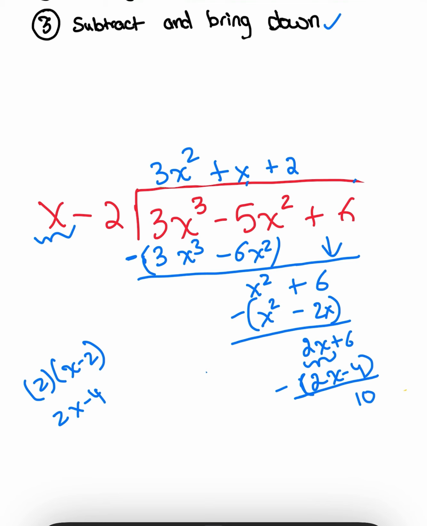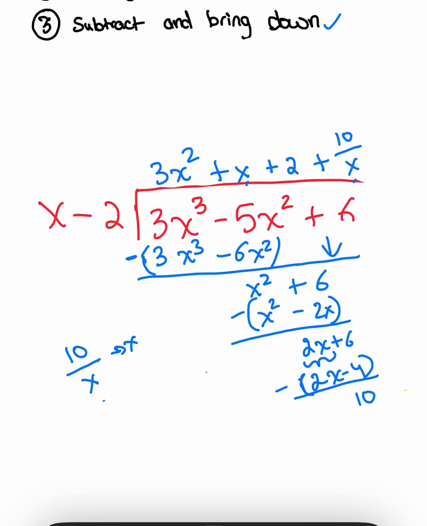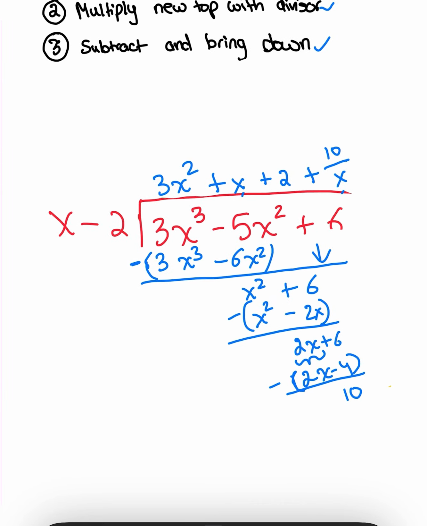So now I have reached a constant, right? I have reached a number, a plain number with no variables, and that tells me I'm very close to the answer. All I have to do is check if 10 can be divided by x, and it cannot. So I just add it to the top, and I am done. Okay? And there we go. You have solved a division question.